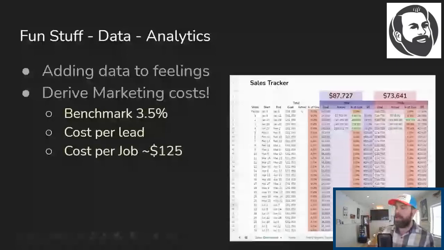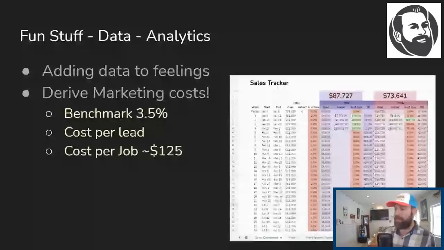You can actually figure out, if you track how many jobs you sell, how many jobs you lose, the price you sold them for, your close rate, now you can actually start figuring out, am I doing an industry average job? So again, one of the benchmarks in our industry is 3.5% of revenue is marketing. So in a $1 million paint business, you can probably spend 3.5% or $35,000 a year and still probably have some profit left over for yourself.